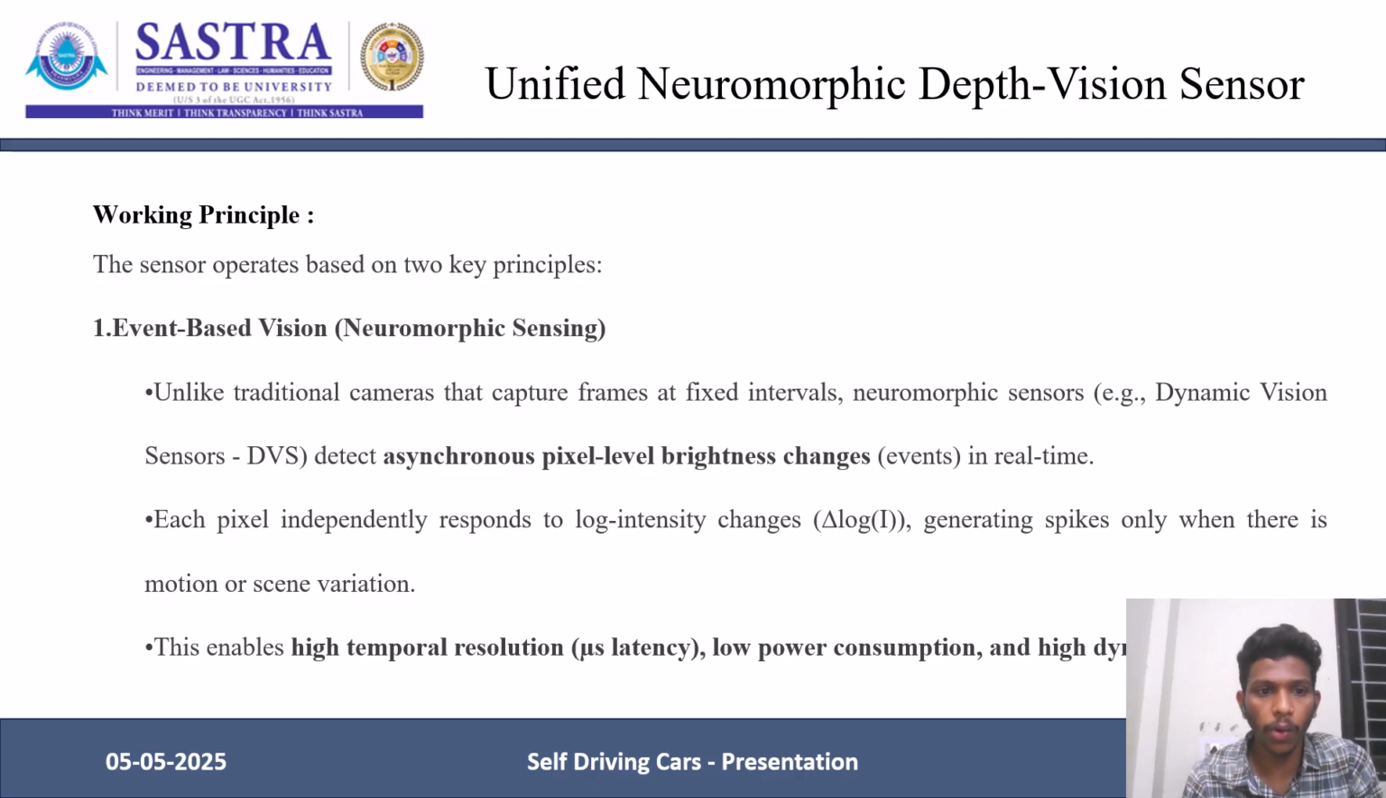When I talk about the working principle of the unified neuromorphic depth vision sensor, it has two key principles. The first is event-based vision. It uses a grid of asynchronous pixels that only respond to changes in brightness, which are called events.